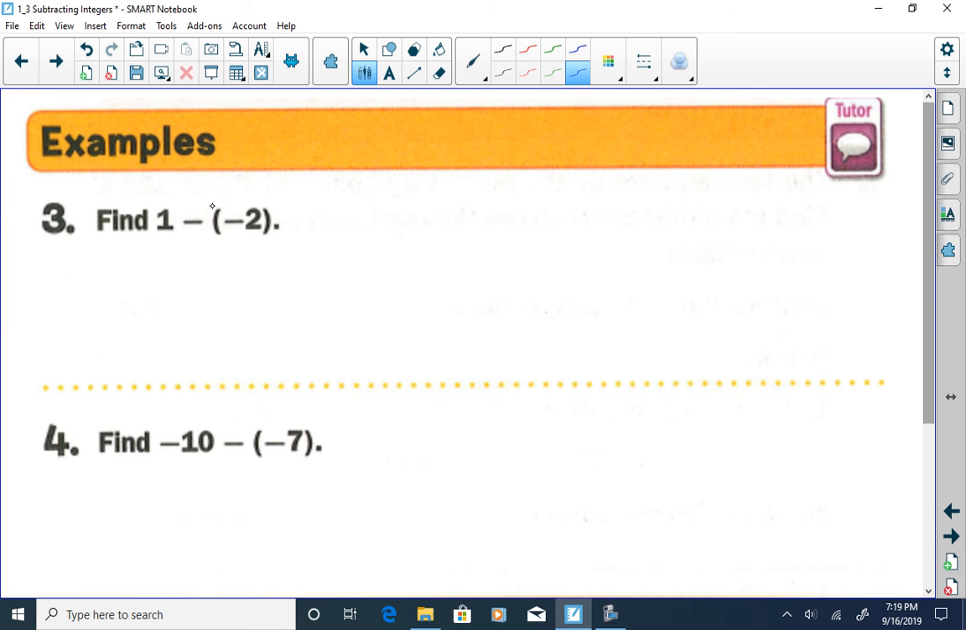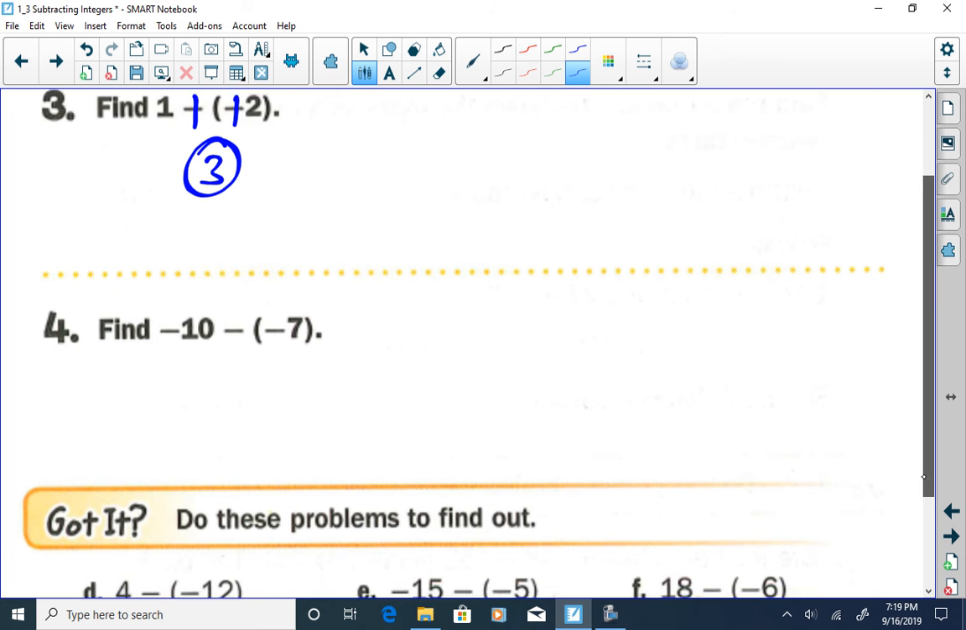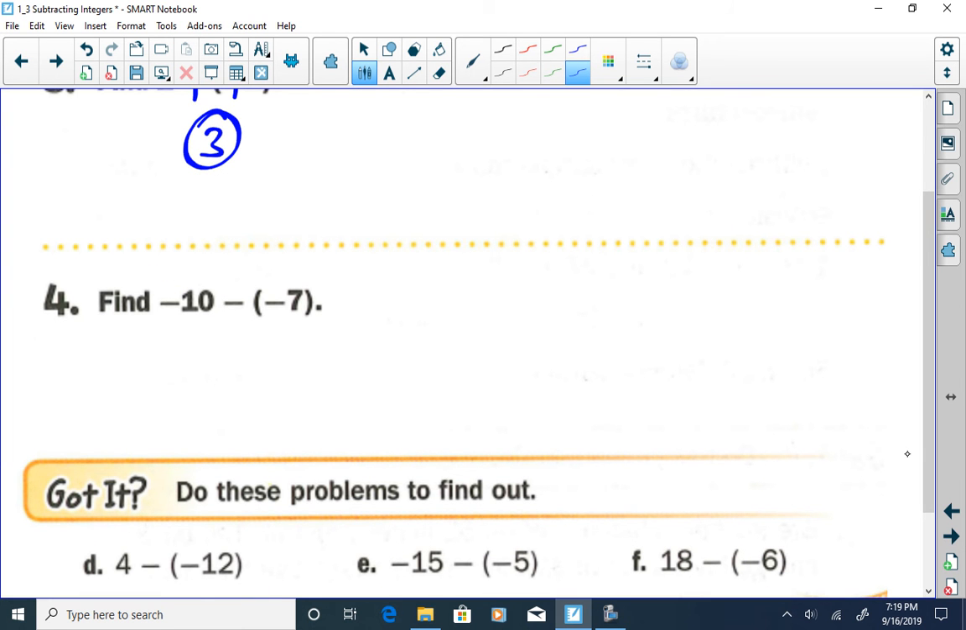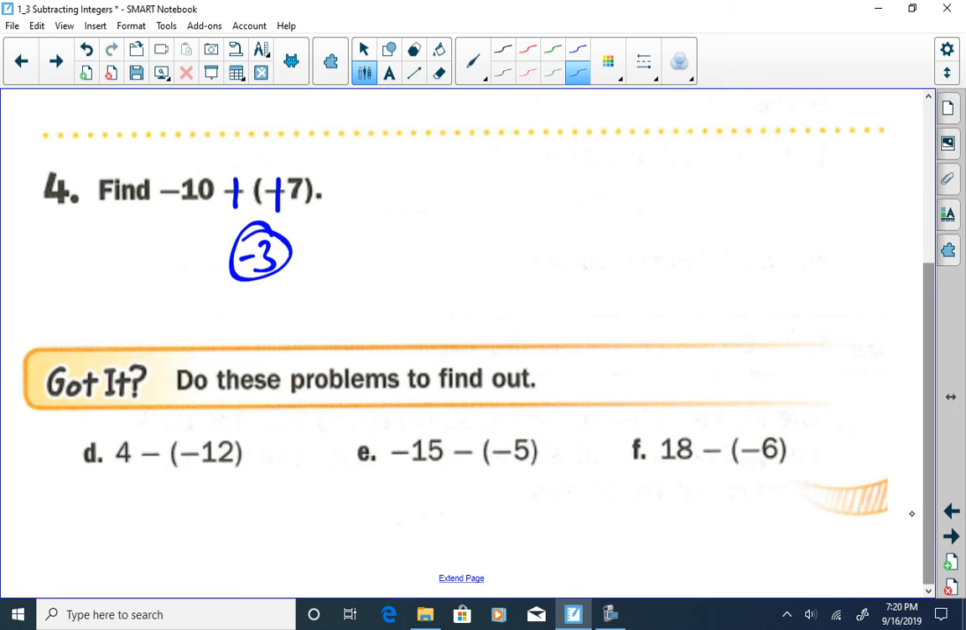Some more examples. 1 minus negative 2. Right? I want to change the subtraction problem to an addition problem using the additive inverse. So we add the opposite. This becomes 1 plus 2. That's 3. 10 take away negative 7. I want to add the opposite. This becomes negative 10 plus positive 7. That's going to be negative 3.